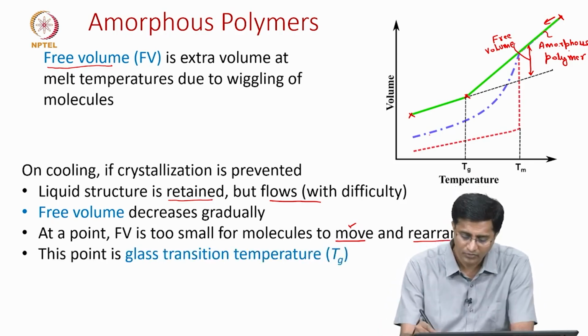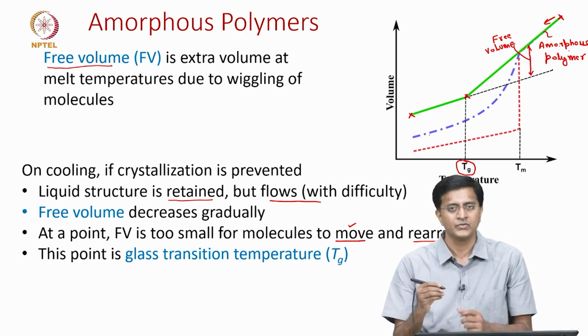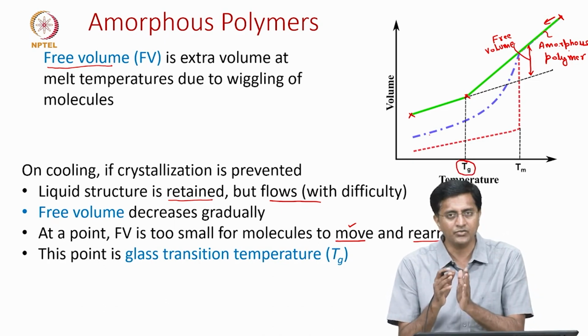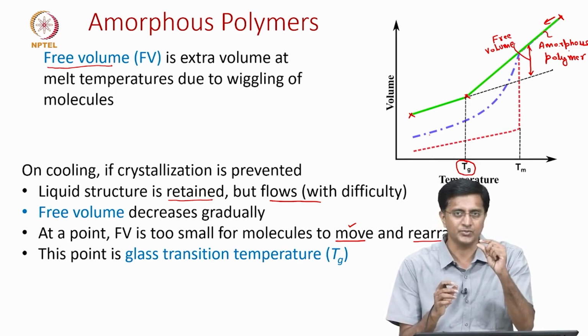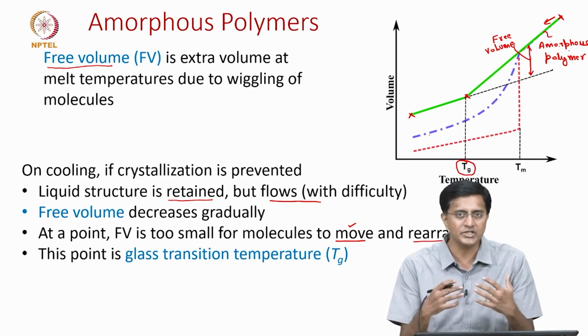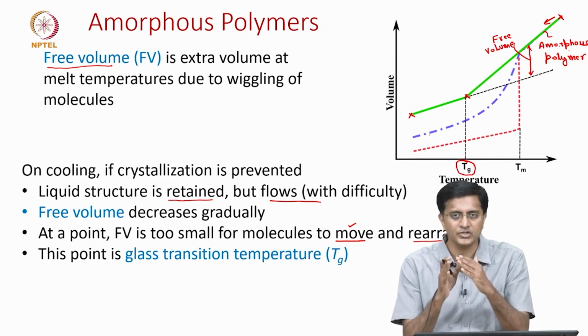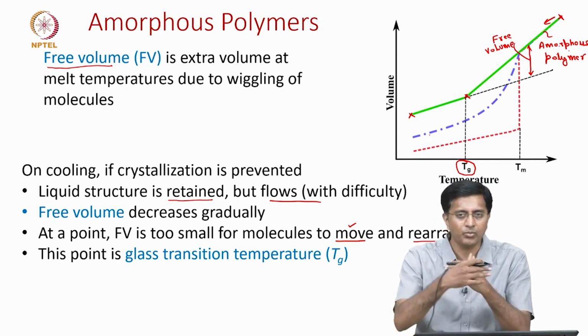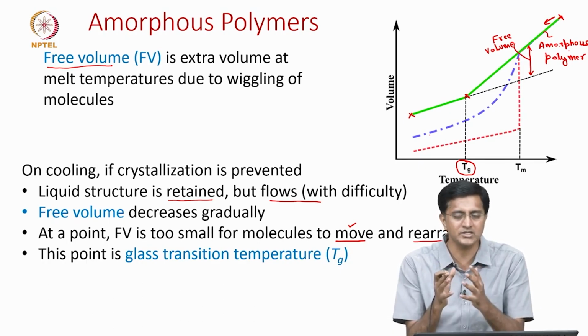This point we call the glass transition temperature, the point at which the free volume is negligible. How do we say it is negligible? It is negligible because now it is very difficult for the polymer chains to move past each other, as there is not enough space. They are actually stuck in this traffic.